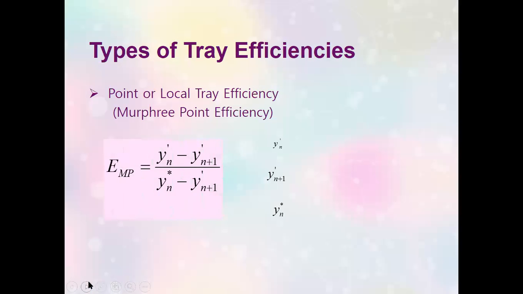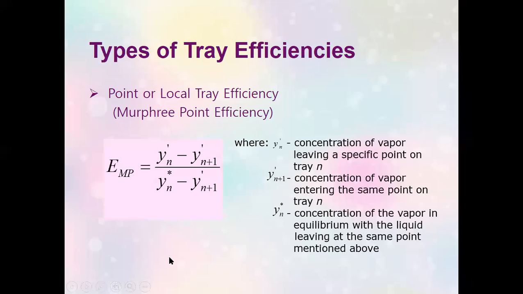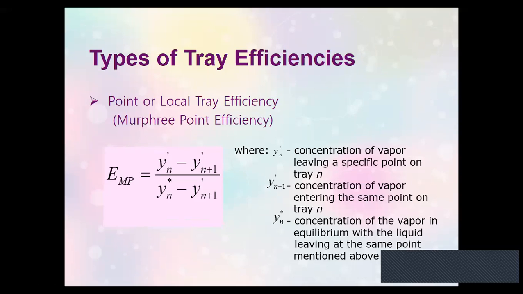We even have the point or local tray efficiency. Murphree point efficiency is more accurate than the Murphree tray efficiency, which is the least fundamental of the three. In here, we're not taking the average of the concentrations of the vapors leaving a tray or the vapor entering a tray, but rather we get the concentration of a vapor leaving a specific point. So now you're very specific, a specific point on tray N.